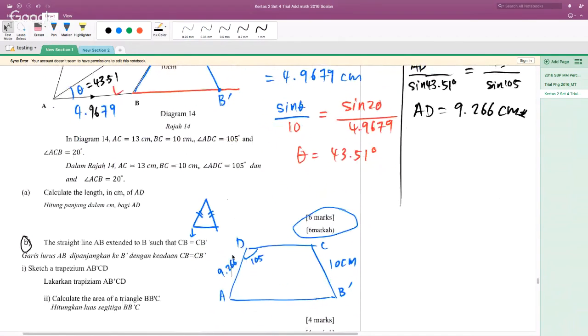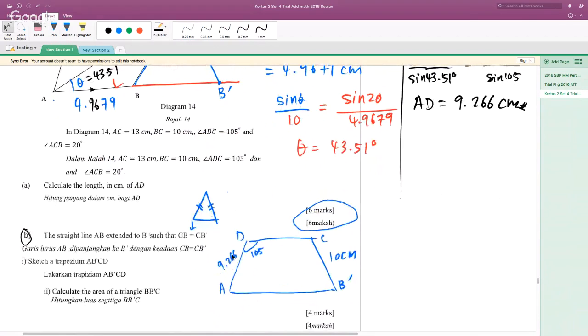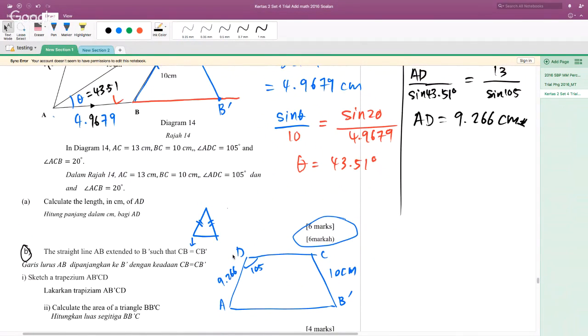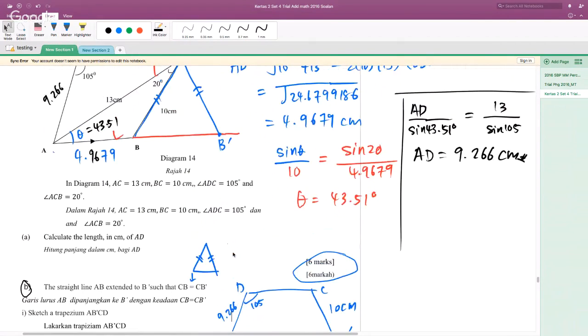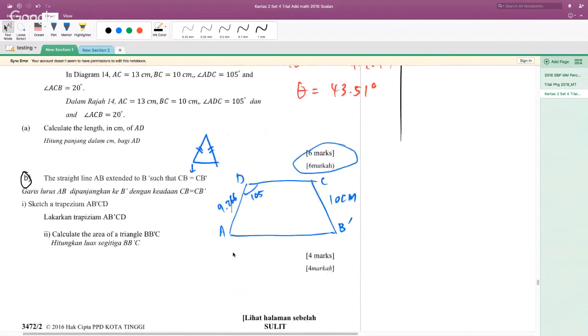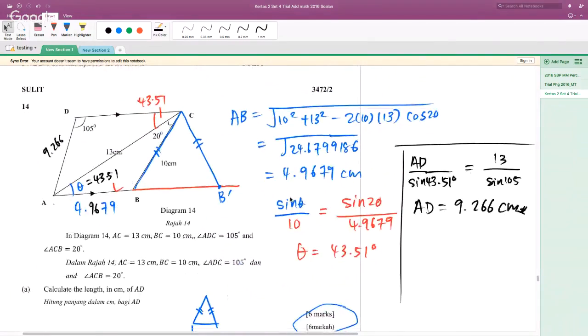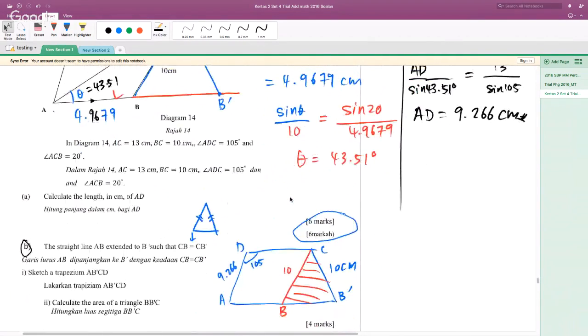Calculate the area of BBC. Okay, I don't know, the question just seems a little bit weird. They asked me to find the area of BBC. Maybe I draw a line for the OB also. So they want this area, BBC. So here is 10 also.